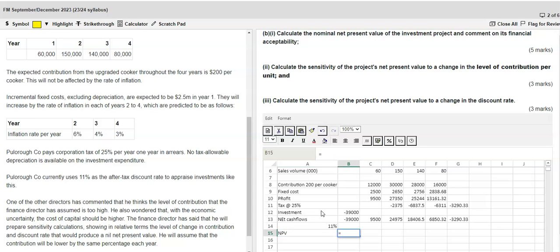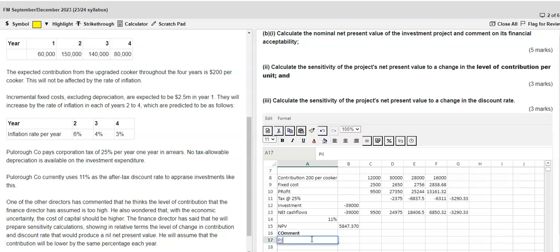So NPV is NPV bracket start discount factor, comma, select all cash flows from year 1 onwards and then plus the year 0. 5847. So this is your NPV. So as NPV is positive, we should accept the project. Comment: project is generating positive NPV. It is increasing the wealth of shareholders. Company should accept the project.